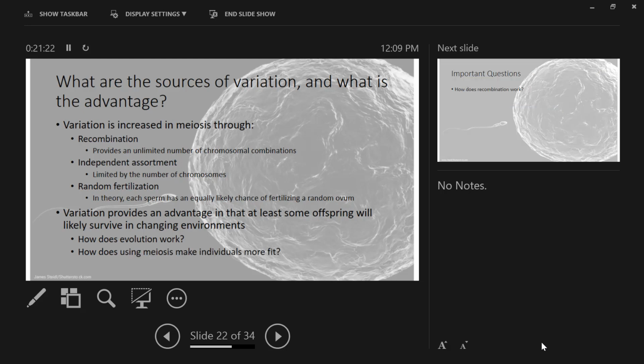And then how does using meiosis make individuals more fit? The reality is it might not increase your fitness, but your fitness isn't just determined by your ability to produce offspring. Your fitness is determined by your ability to produce offspring that survive and reproduce themselves. Because it doesn't matter if you produce more offspring than every other individual, but all of your offspring don't survive long enough to reproduce, or all of your offspring are sterile.